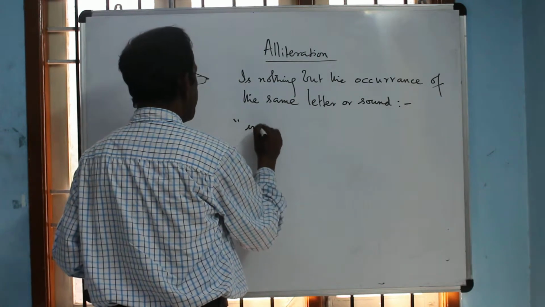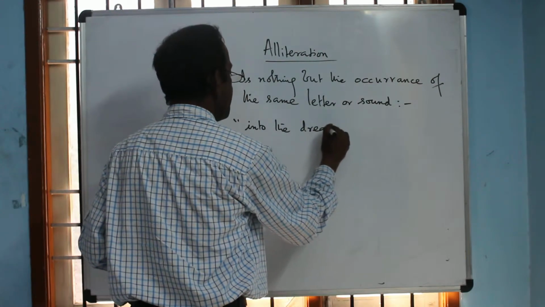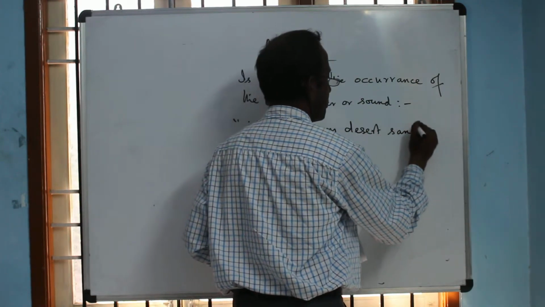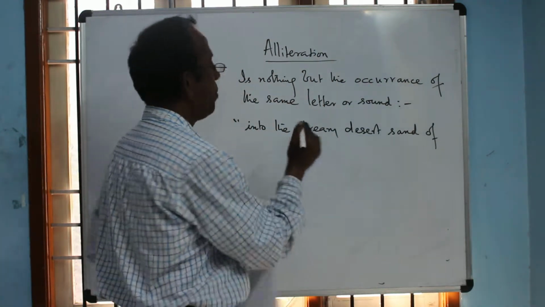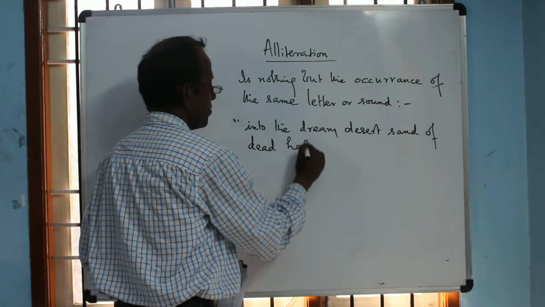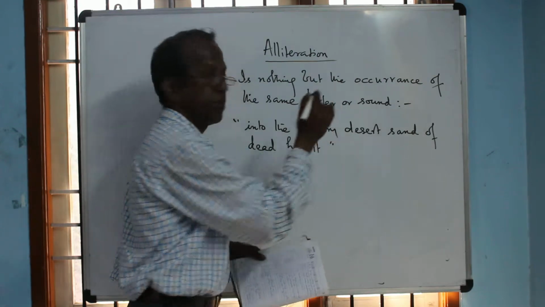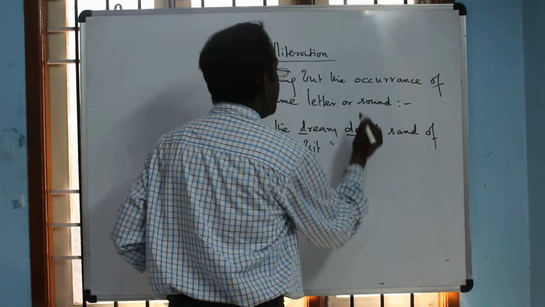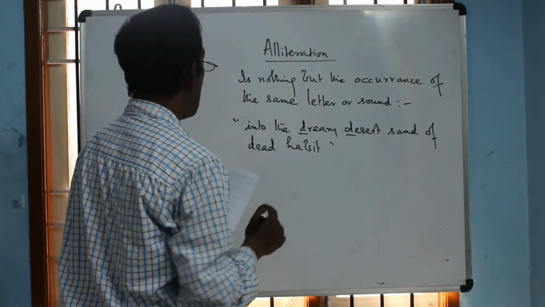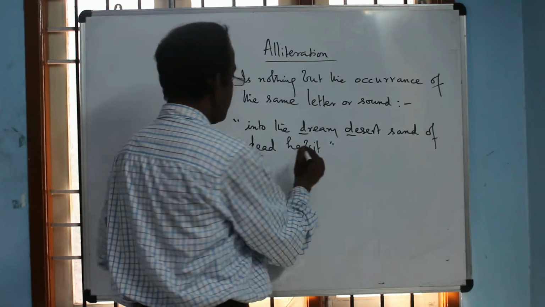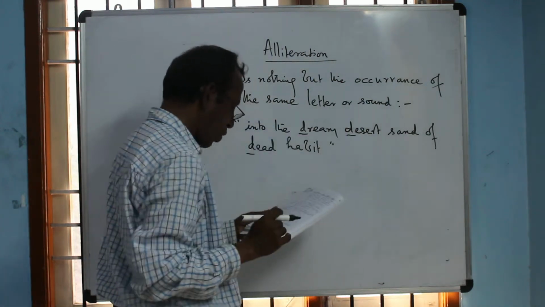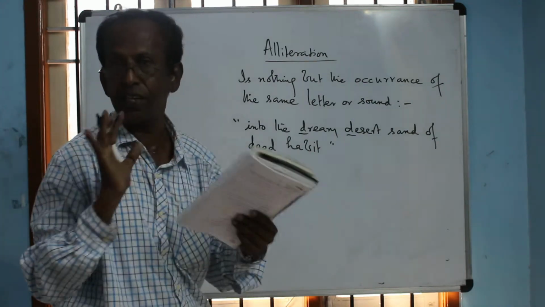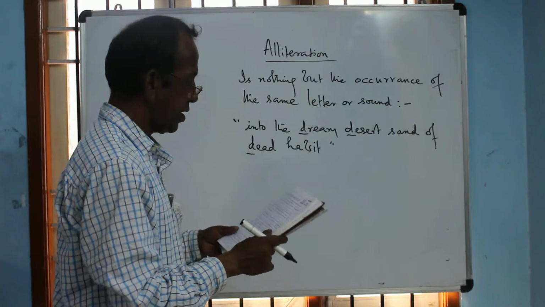Into the dreary desert sand of dead habit. And in this line, see, the letter is repeated, the sound also. Dead, habit, a desert, there also, dreary, here also. Thus, there should be a repetition of the letter or the sound. That is alliteration. Alright.